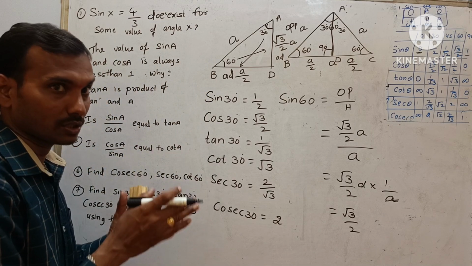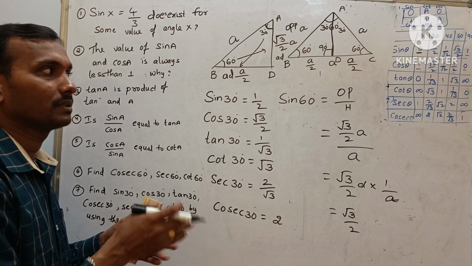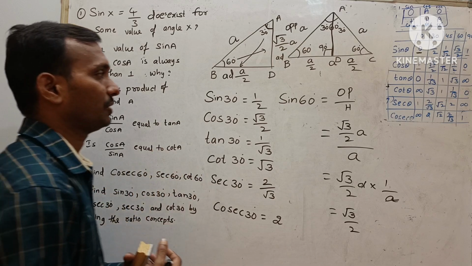So similarly, you can calculate cos 60, tan 60. The remaining values you can calculate, you try that.